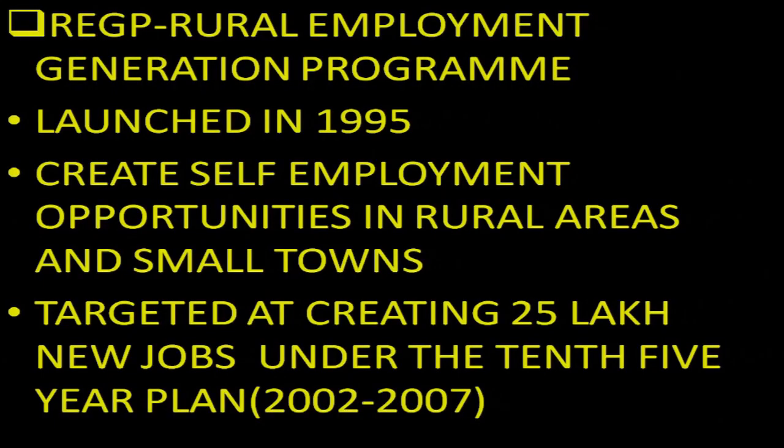And next, the third program that we are going to discuss is the Rural Employment Generation Program, REGP. This was launched in the year 1995. Its objective was also the same, like create self-employment opportunities in the rural areas and also in the small towns. And it targeted at creating around 25 lakh new jobs under the 10th 5-year plan. The 10th 5-year plan which happened in between 2002 to 2007. During that plan, this program aimed at creating around 25 lakhs of new jobs.